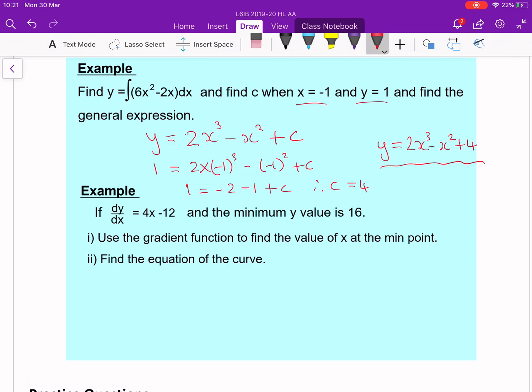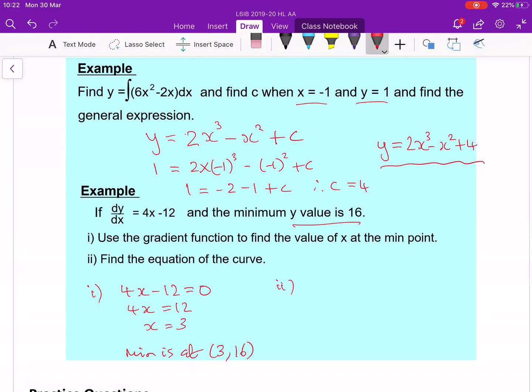And then finally, if dy by dx equals 4x minus 12, the minimum y value is 16, use the gradient function to find the value of x at the minimum point. Well, we know that minimum points are where the gradient is 0. So we want to solve this equation, x equals 3. And so we know that the minimum must be at the point 3, 16. They gave us the y value at that point.